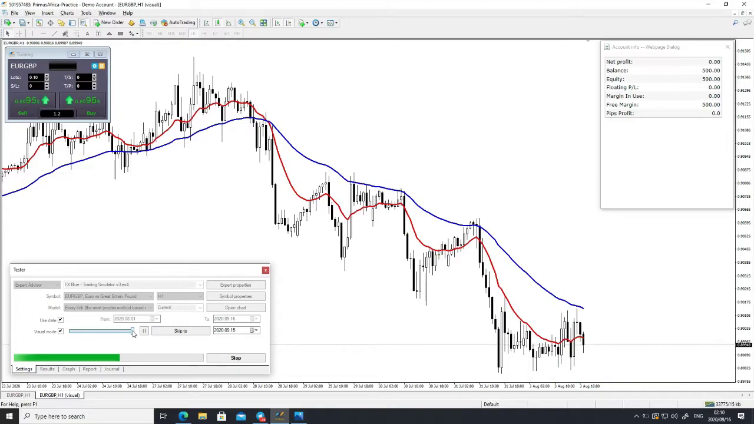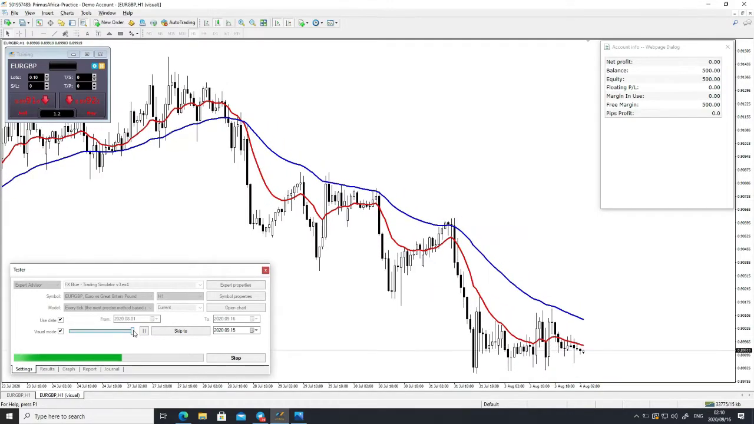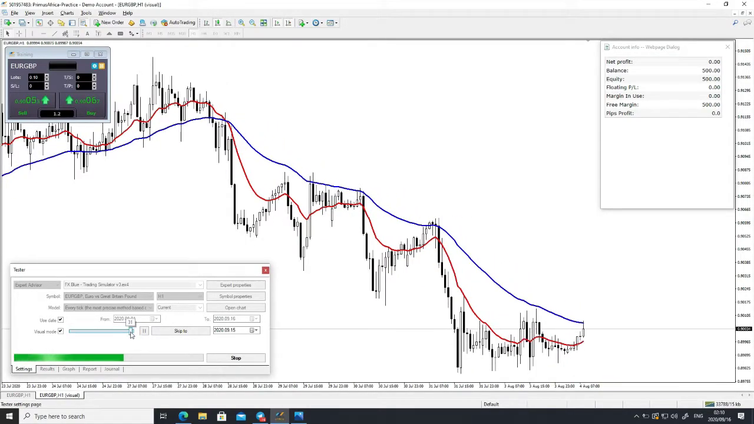Alright, so that was really close, but that's not the one. And there we go, we just touched the blue line. So I'm just going to put an arrow down here. So our sell stop is going to be under the red line. Alright, so let's quickly set up for that.